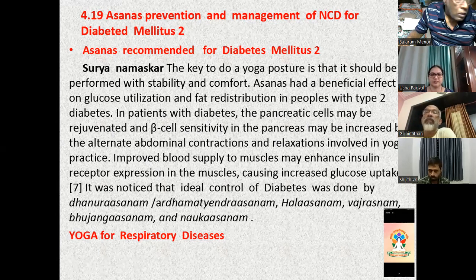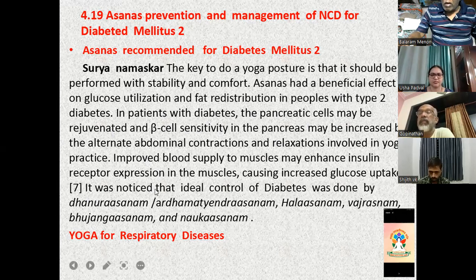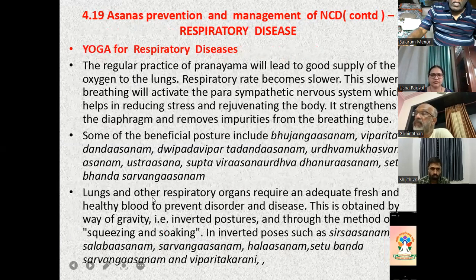Improved blood supply to the muscles may enhance insulin receptor expression in the muscle, causing increased glucose uptake. So it is noted that ideal control of diabetes was done by Dhanurasana, Ardha Matsyendrasana, Halasana, Vajrasana, Bhujangasana, and Naukasana. Yoga for respiratory diseases.